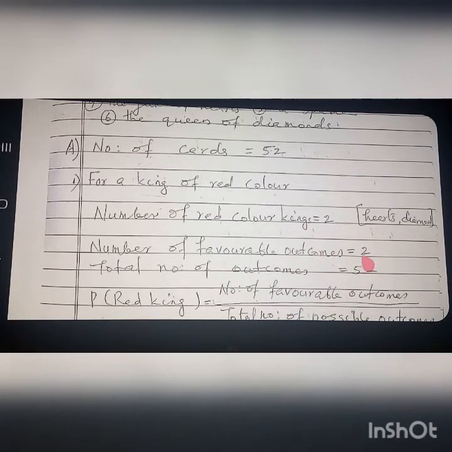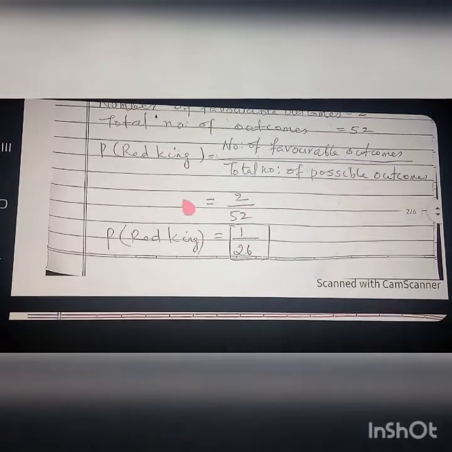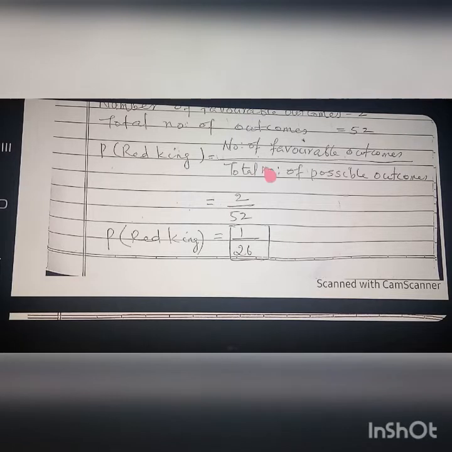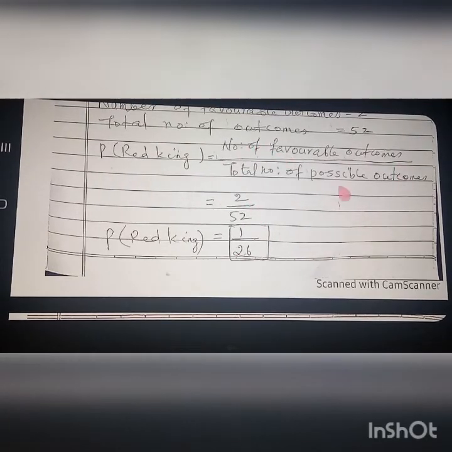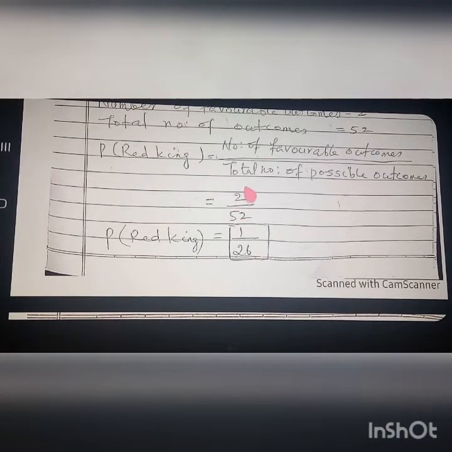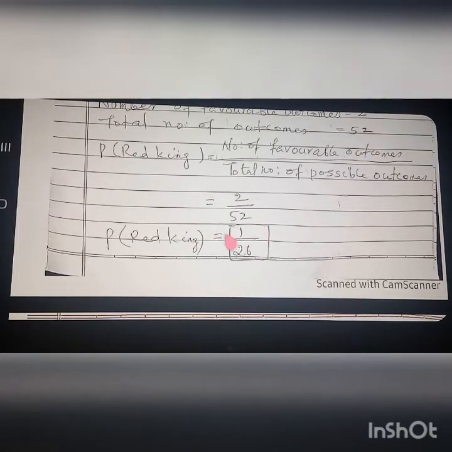So number of favorable outcomes: how many red color kings are there? That is our favorable outcome. So how many cards? Red color kings, 2. Total number of outcomes, how many? 52. Therefore, probability of a red color king is the number of favorable outcomes divided by the total number of possible outcomes of the experiment. Therefore, what is coming? 2 by 52. Favorable outcomes, 2, and total number of possible outcomes, 52. Therefore 2 by 52 means what will be the answer? 1 by 26. Okay. Go to the next question.